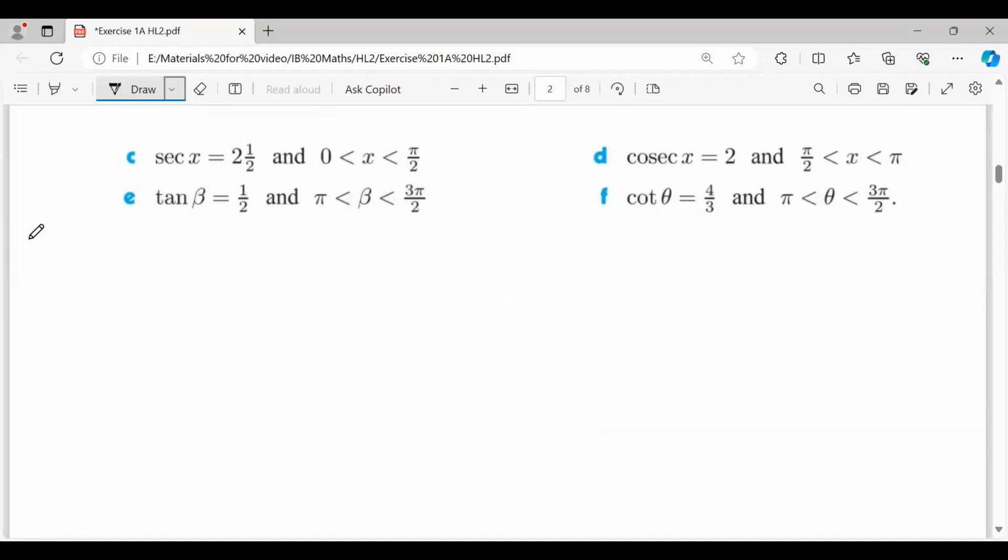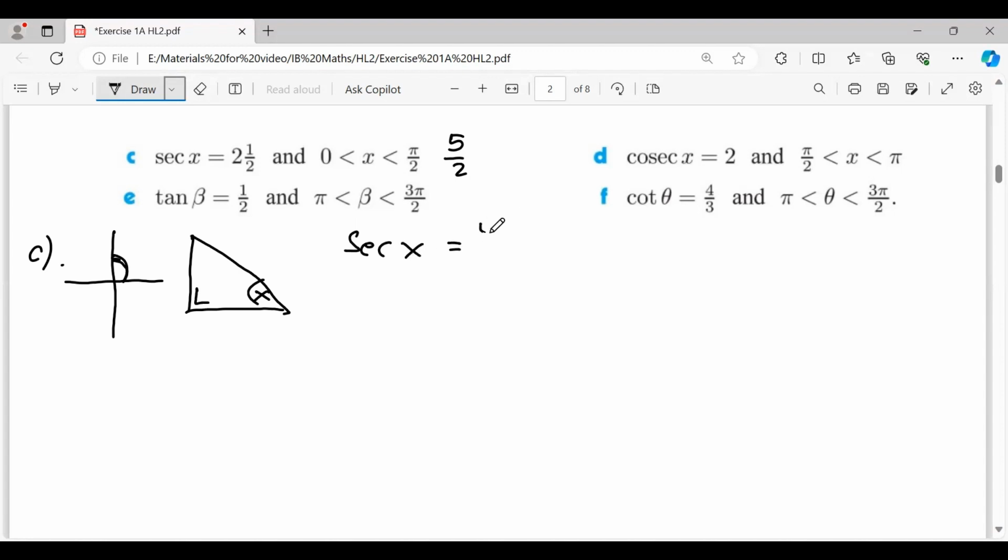Last one. C. The interval is from 0 to pi half. Here is the interval, the quadrant here. Okay. And the triangle. This is secant x equals 5/2. Okay. X here. If secant x equals 5/2.